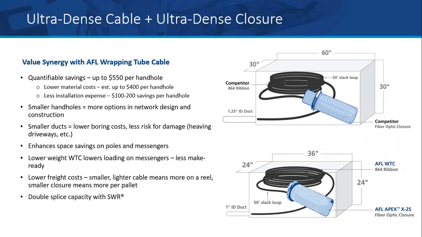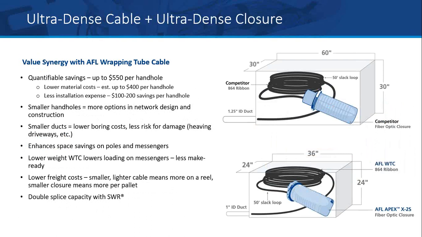So we really quantified some of this. For instance, the handhole, in our research that we've done, can lower your material costs. In this example, going from the 30 by 60 to the 24 by 36, and this all depends on the vendor, it can go anywhere up to $400 difference per handhole. And then look at the installation expense. Again, you're not digging as big of a hole, so you're between $100 and $200 savings just from an installation perspective per handhole.